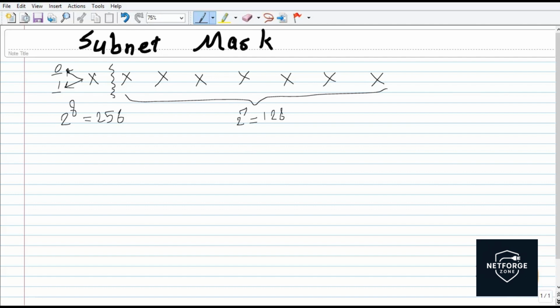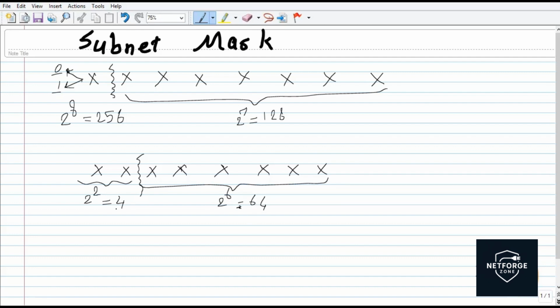If I want to have more sections, what I need to do is to draw this wall somewhere else. This is the 4th, 5th, 6th, 7th, and 8th. Now I want to have, for example, 4 sections. To have 4 sections, I need to put the barrier here because now I have 2 bits for section ID. So 2 to the power of 2 is going to be 4. So I have 4 different combinations for this. And of course, I have 6 bits here. So 2 to the power of 6 is going to be 64. So I have 4 different sections.